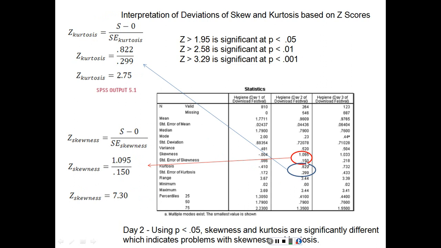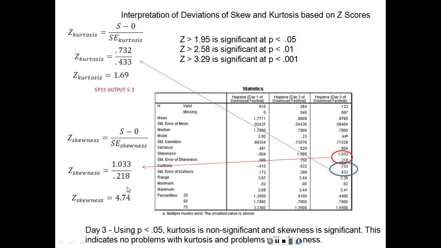What if I'm looking at day 2? So again, I'm using the same method. My kurtosis z-score is 2.75. Now look, this one is actually greater, so that means it is significant. Kurtosis is significant, so that means that there is a problem with kurtosis here. Let's see skewness. Yes, skewness is way greater as well. So for day 2, there's a problem with skewness and kurtosis.